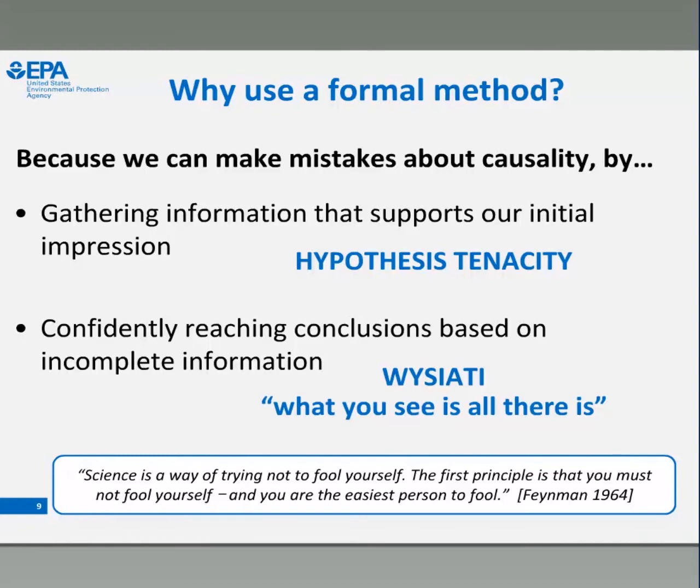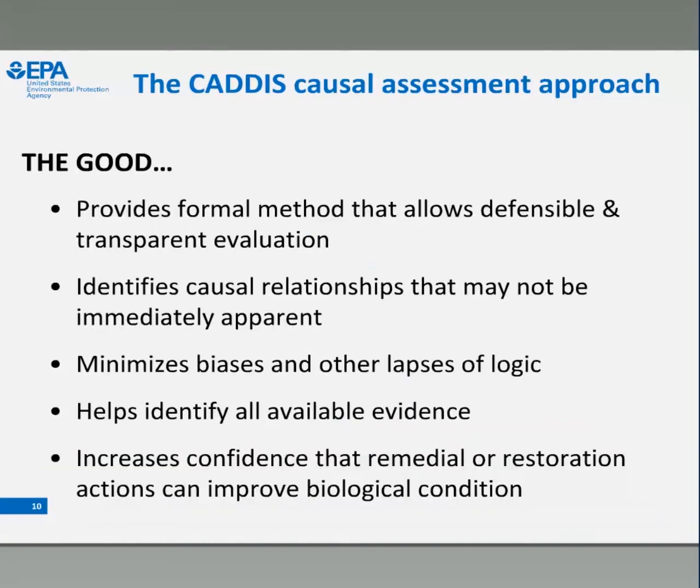Given that we tend to make these mistakes about causality, a formal method helps minimize the effects of all these tendencies. To paraphrase this quote from Richard Feynman, we tend to be easy to fool. So by using a formal method for stressor identification, we're basically trying to reduce the chance that we fool ourselves. The approach taken, the causal assessment on CADDIS, which I'll get into in more detail shortly, has several good things about it. It provides that formal method, which allows for defensible and transparent evaluation of causes.